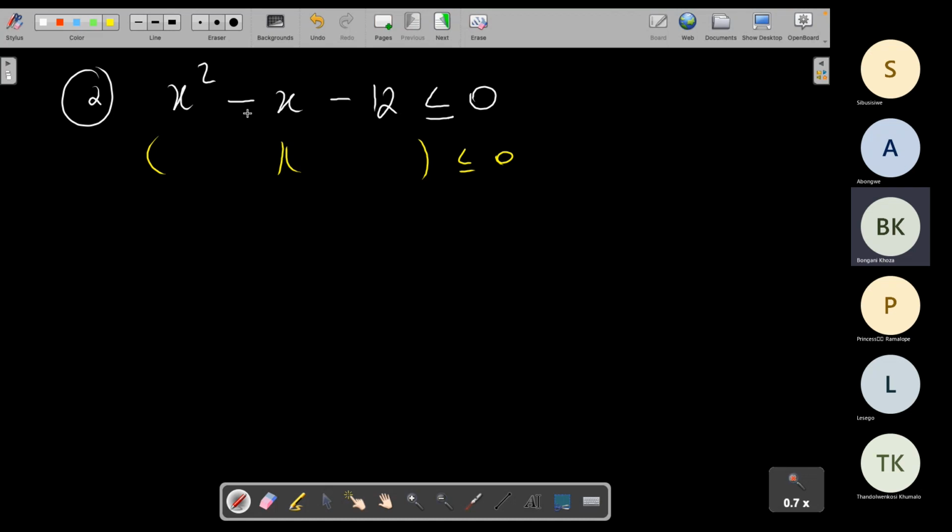All right, let's move on here. Let's factorize x squared minus x minus 12. You guys will factorize it. What is it? x minus 4, and x plus 3. Wonderful.